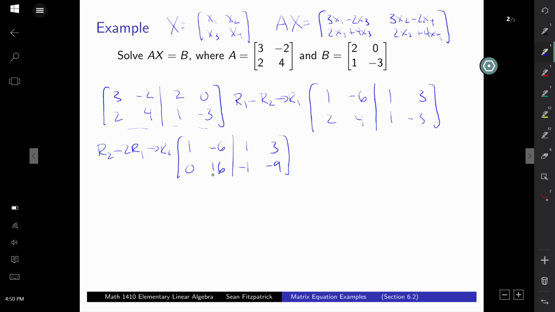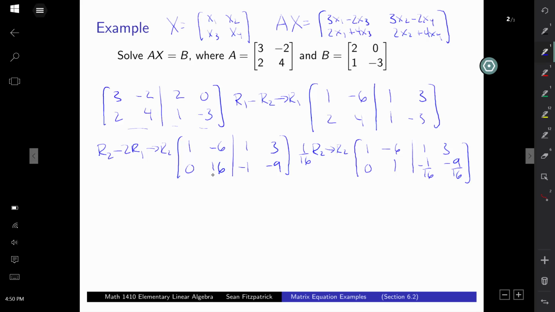Alright, and at this point, to get that second leading 1, there's only one choice. I've got to divide by 16. So 1 over 16 row 2 will be my new row 2. 1 minus 6, 1, 3, 0, 1. Minus 1 over 16, minus 9 over 16.